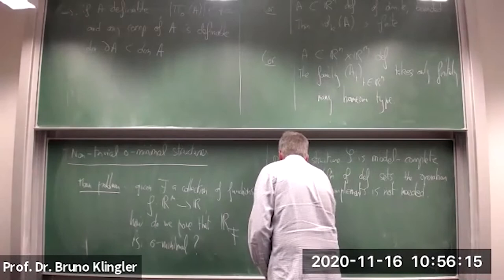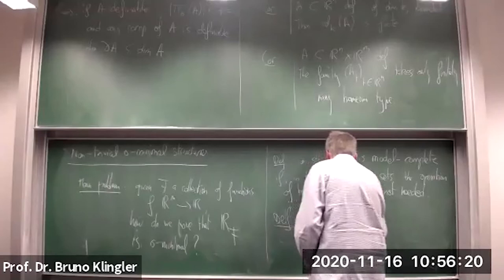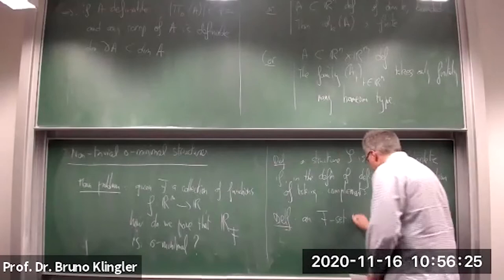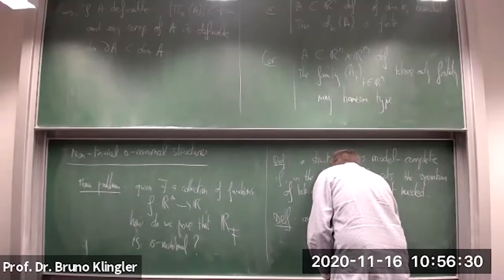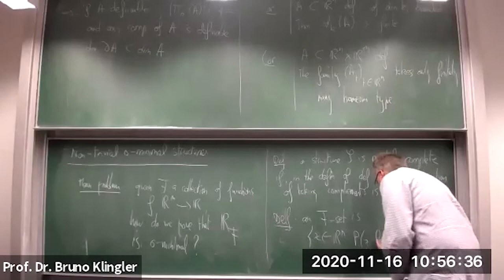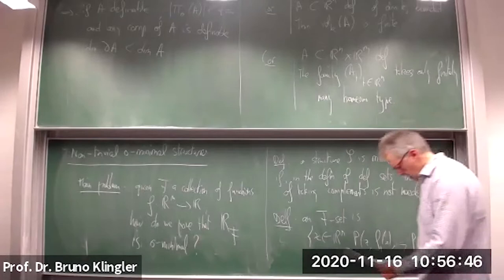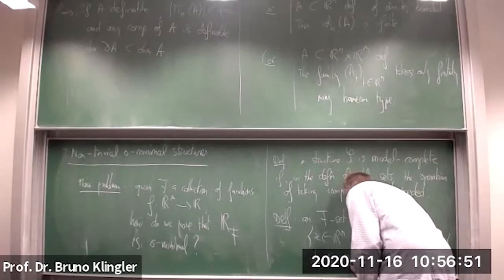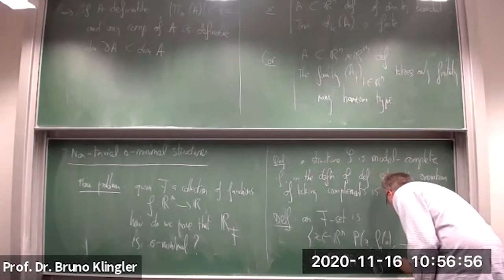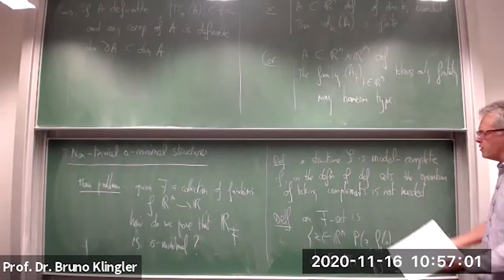So an F set, or set related to this collection of functions, is just a set of the following form. You take the collection of x in R^n such that there is some polynomial in x, and in some functions of x in your collection, which is equal to zero. Okay. So where T is a polynomial in x and f. So these are the simplest definable sets that appear in your structure.